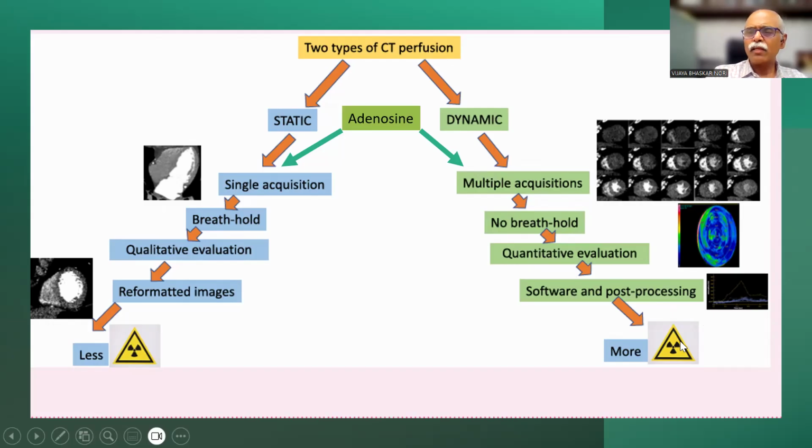Now, in this dynamic study, we do both stress and rest perfusion, and both of these studies are multiple acquisitions. So radiation is obviously high. So that is why you need special hardware and special software to post process these multiple data. You need AI-based algorithms to give you the accurate numbers of the myocardial blood flow. So this is an objective or quantitative evaluation, dynamic perfusion, and that is the mainstay of CT myocardial perfusion.